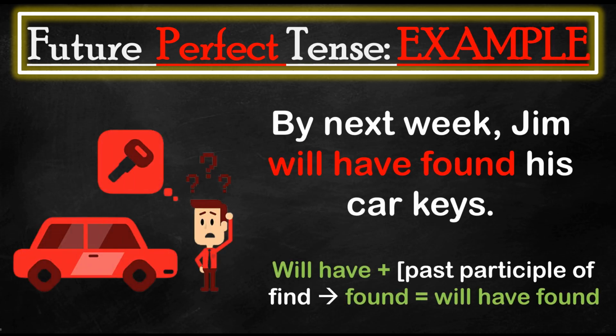See the example? By next week, Jim will have found his car keys. Again, will have remains, and to that you add the past participle of the word or verb find. And what is it? It is found. So the entire phrase will have found becomes an example of future perfect tense.